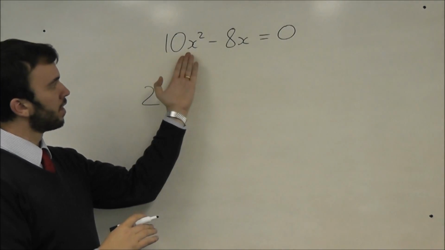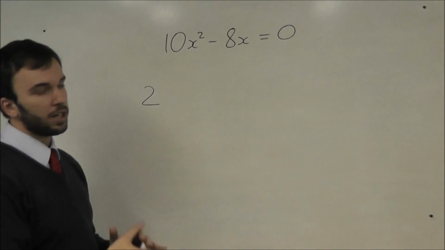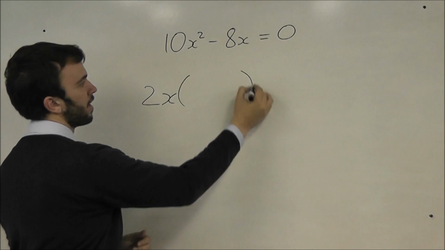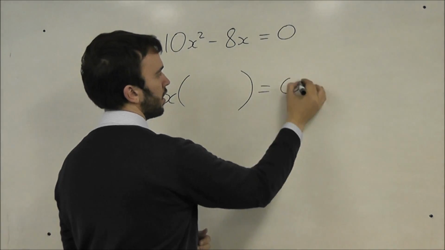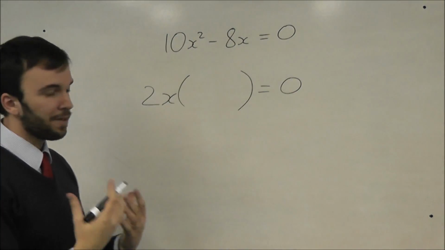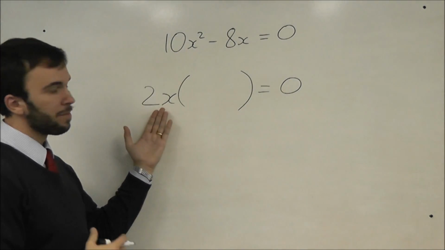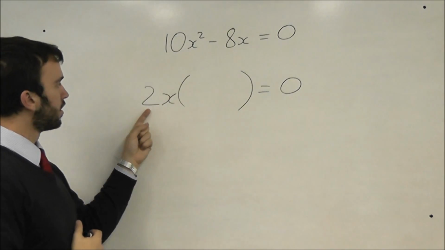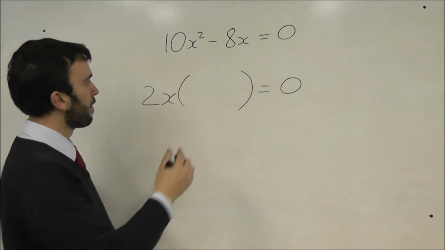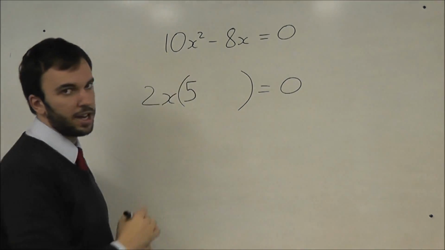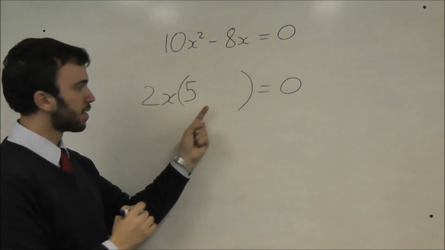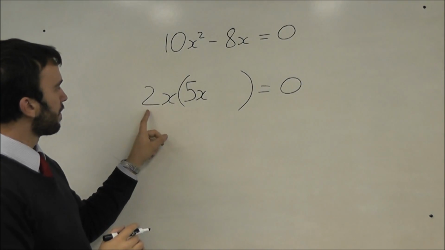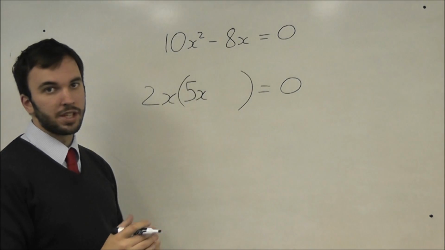Then I say, what is common to x squared and x? Well, of course, x goes into both of those. So then I set up my parentheses, and it's equal to 0. Now I have to ask myself the question, what do I multiply by 2x in order to get 10x squared? Multiplying 2 by 5 will give me the 10, and multiplying x by x will give me the x squared. Then I have to say, what do I times by 2 in order to get -8?